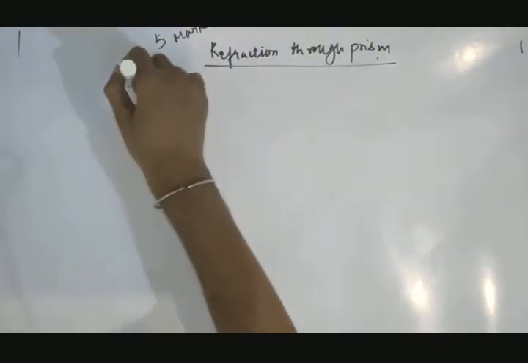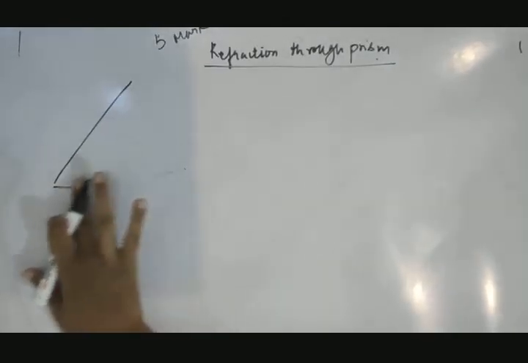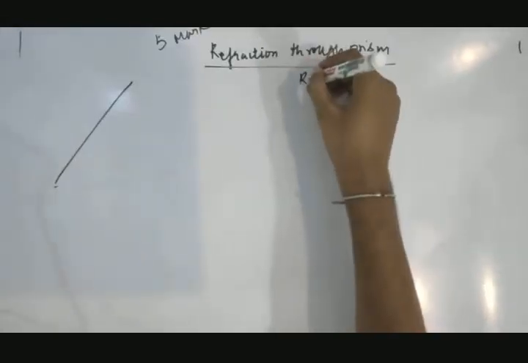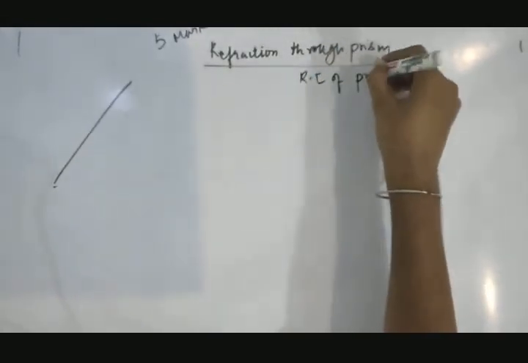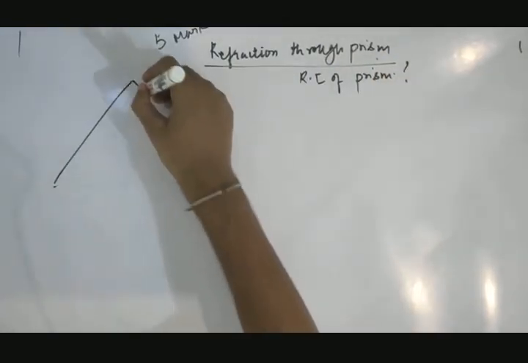So how will you do refraction through prism? Here you need to determine the refractive index of the prism. You need to derive it. How will you derive the refractive index of the prism?